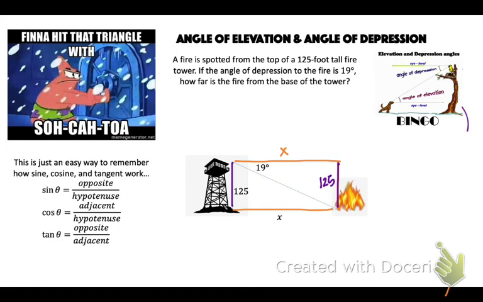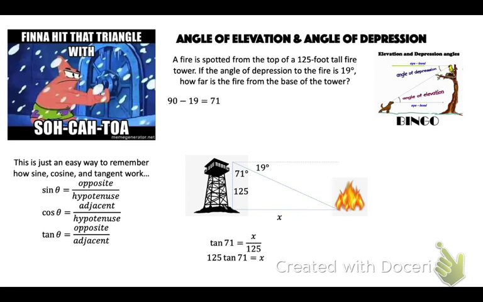Okay? Or the other way to do this would be to, well, we know that these ones right here add up to be 90 degrees, because of the way it's constructed. So if we just do 90 minus 19, that gives us 71. And then we could just use that triangle. Okay? So either way, you're going to get the same answer. It doesn't matter. But I think I just chose to do it that way. So from that angle, I'm given opposite and adjacent. So that's tangent of 71 equals x over 125. So 125 tangent of 71 equals x, which means x equals 363 feet.